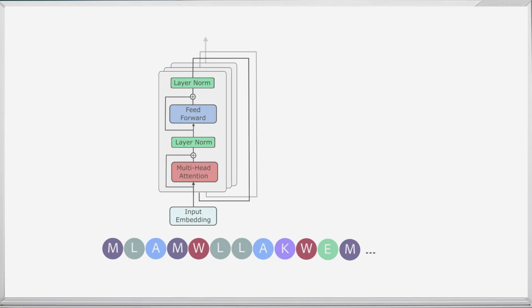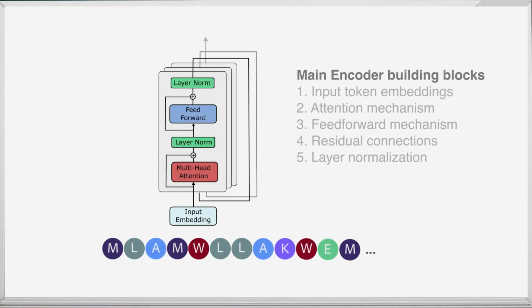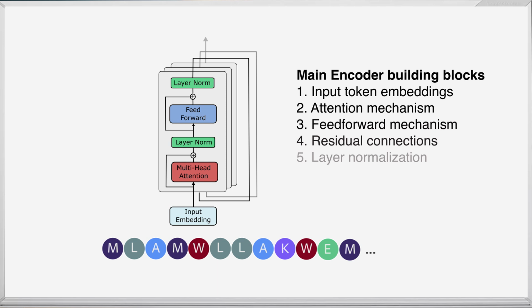Here you see the architecture of a transformer network encoder. There are 5 main building blocks that we will look at. First, how we compute the input token embeddings when we present a protein sequence to our model. Second, the attention mechanism that is used to update the token embeddings. Third, the feed-forward network. Fourth, the residual connections. And finally, we will look at layer normalization.